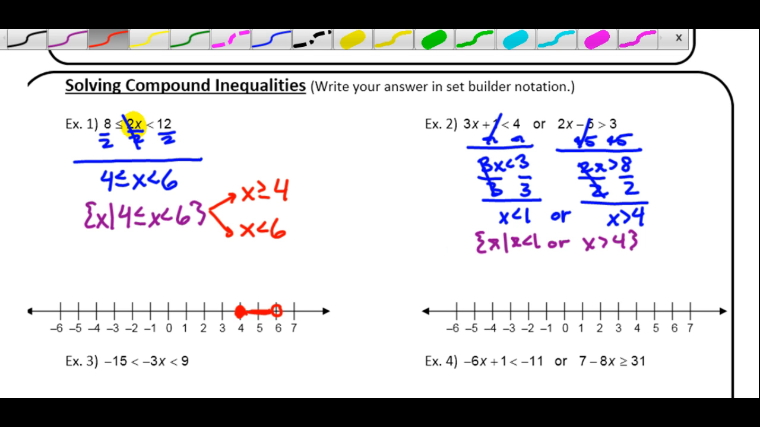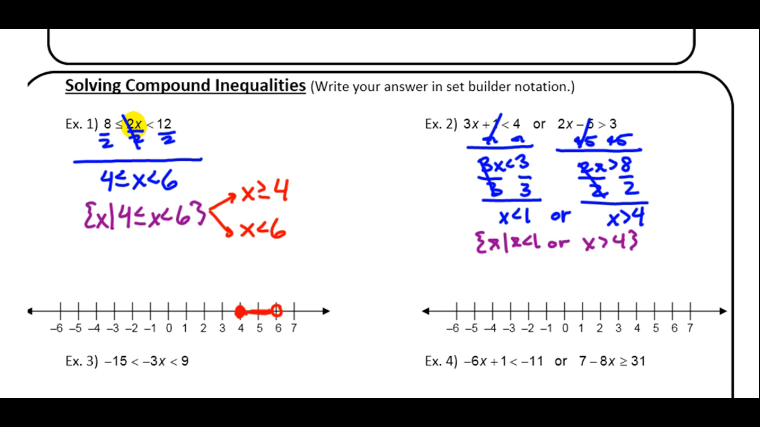Now when I graph this, this is going to be a disjunction because of the word or. It's going to go in opposite directions. It's not going to overlap like this one. So the first part of it is x is less than 1. So I go to 1 and I put an open circle because it's not equal to 1, it's just less than 1. So less than goes to the left.